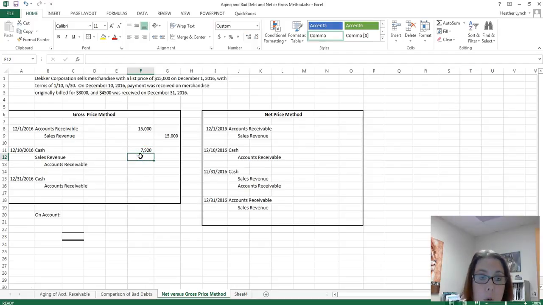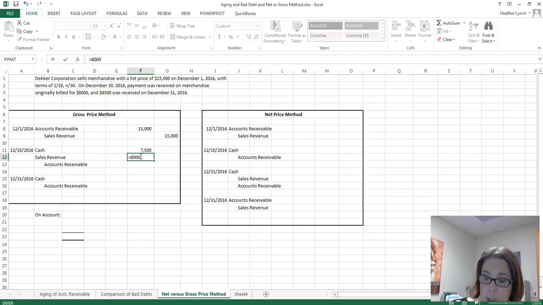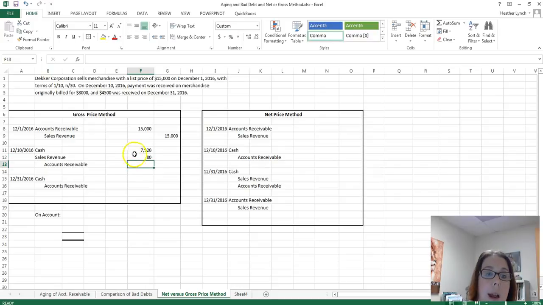What we're going to wind up doing is reducing our sales revenue by the discount. So I'm going to take my 8,000 times my 0.01. Here I had revenue of $15,000, and I'm going to reduce that sales revenue by $80. We're still going to reduce our accounts receivable by the $8,000. So these two equal $8,000, and our debits and our credits still equal.